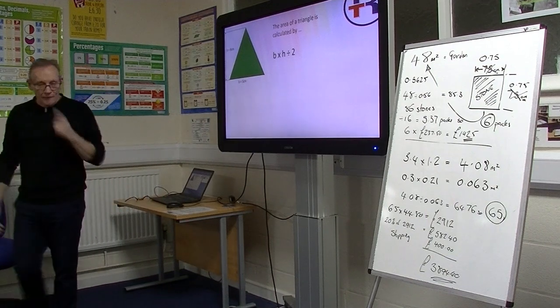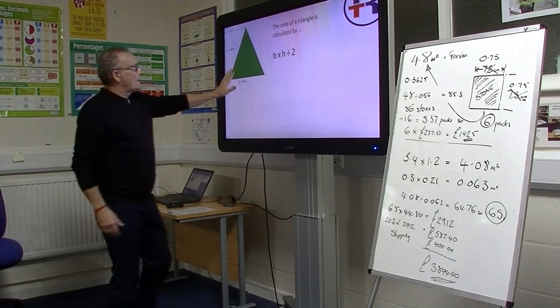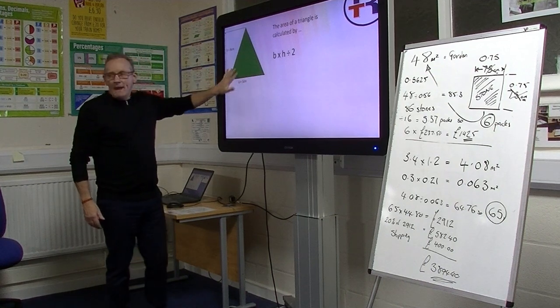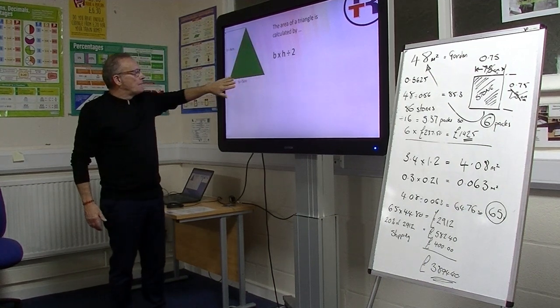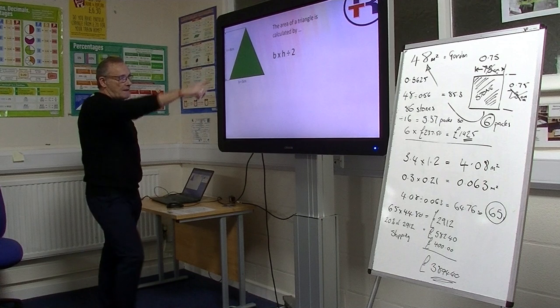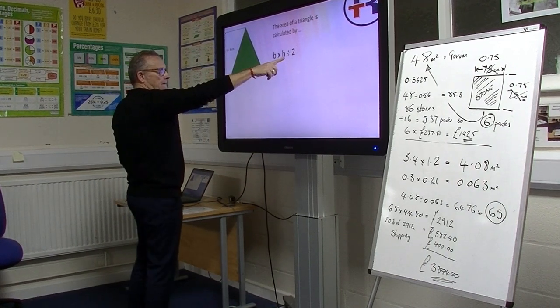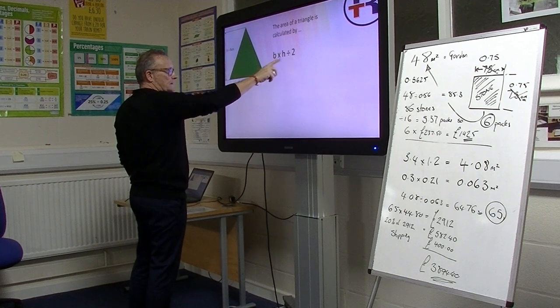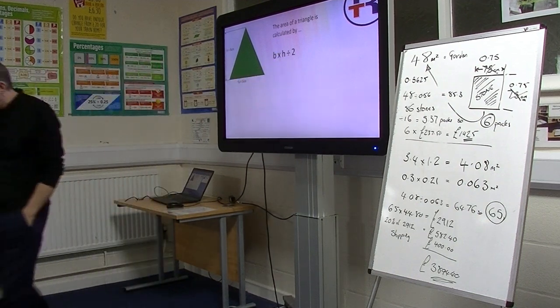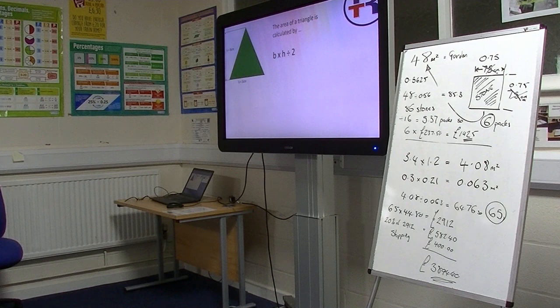Let's introduce another formula. The area of a triangle. Okay? The area of a triangle is calculated by this formula here. Base times height divided by 2. That's the formula to work out the area of a triangle. Okay?